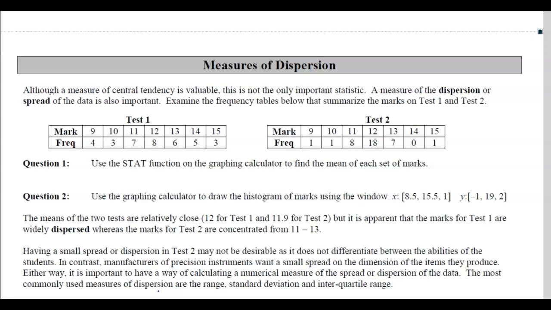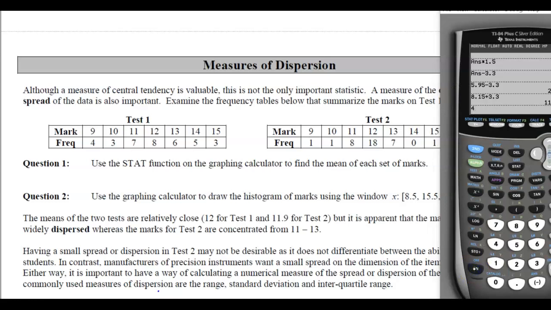So if you get out your calculator and go to edit, clear off any list that you have in there. We're going to enter both lists at the same time. Test 1 will be in L1, test 2 will be in L2. It's balanced that way. Oh, I shouldn't say that. Test 1 will be in L1, L2, and test 2 can be in L3, L4.